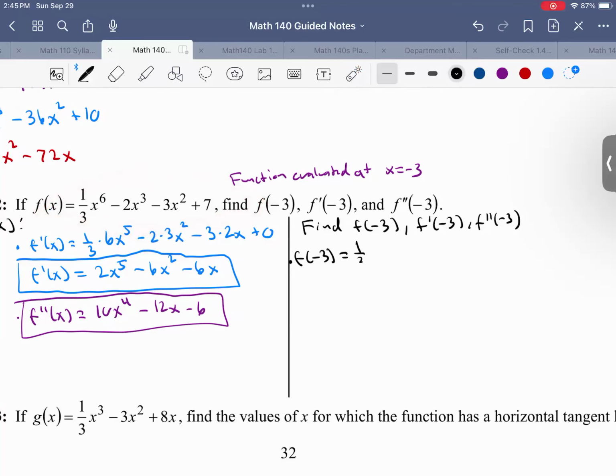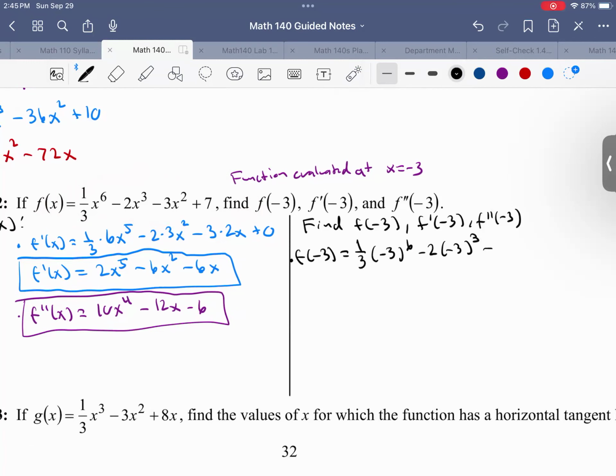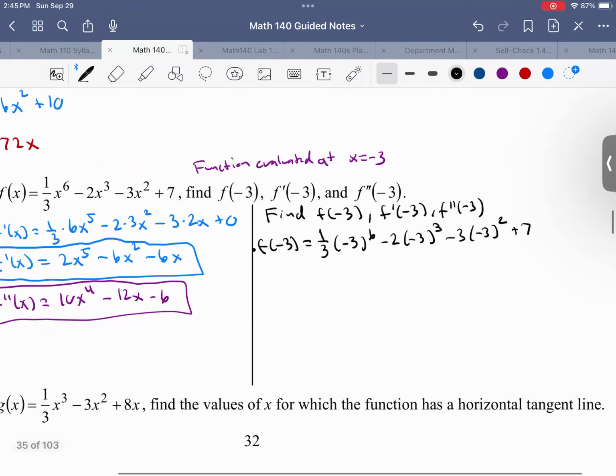So this is 1/3 times -3 to the 6 minus 2 times -3 cubed, right? Minus 3 times -3 squared plus 7. Okay, so then I'll trust you with the calculations, but what this ends up being is 277. You can do all that in your calculator, right? And you get 277. So that is f of -3.